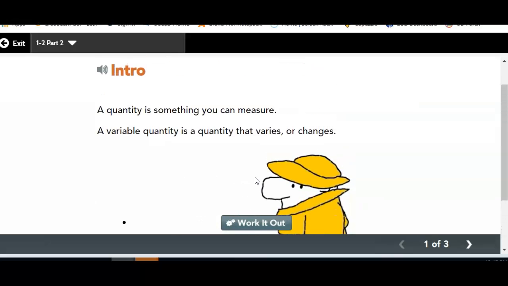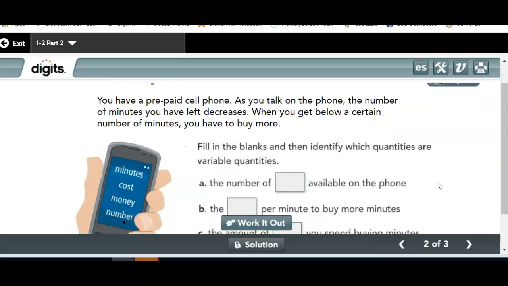All right, so in your guided notes, under part 2, we need to fill out these two blanks. Quantity is something you can measure, and a variable quantity is a quantity that varies or changes. So go ahead and fill those in your guided notes. Variable quantity. One you measure, one is going to change. Let's go ahead and look at an example.